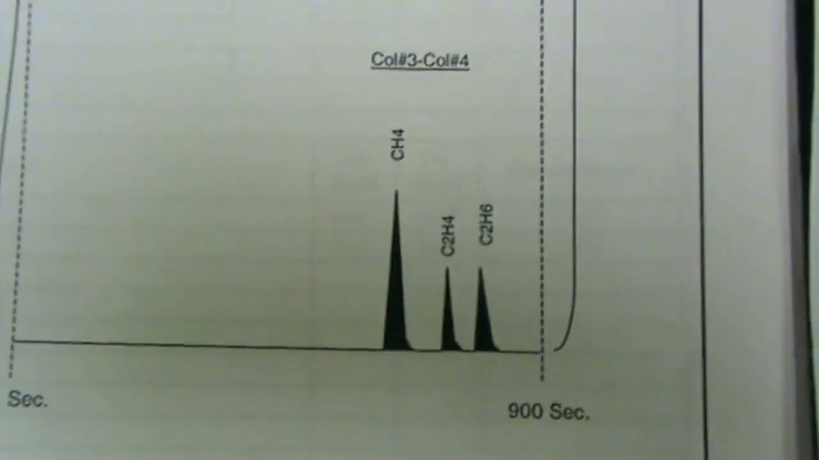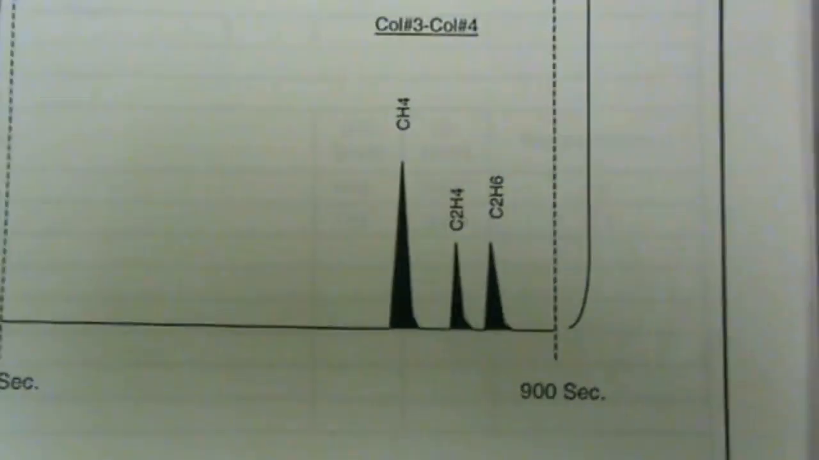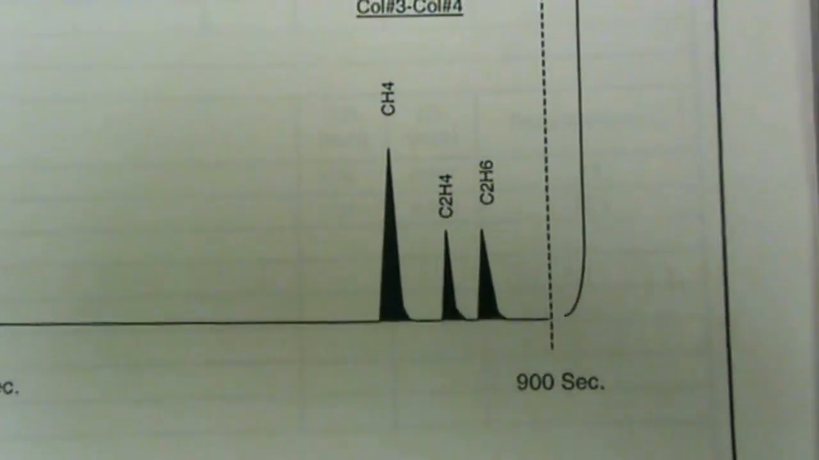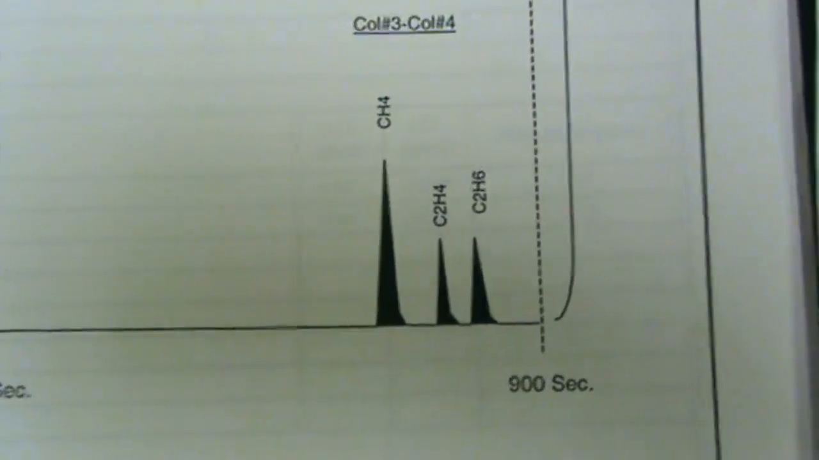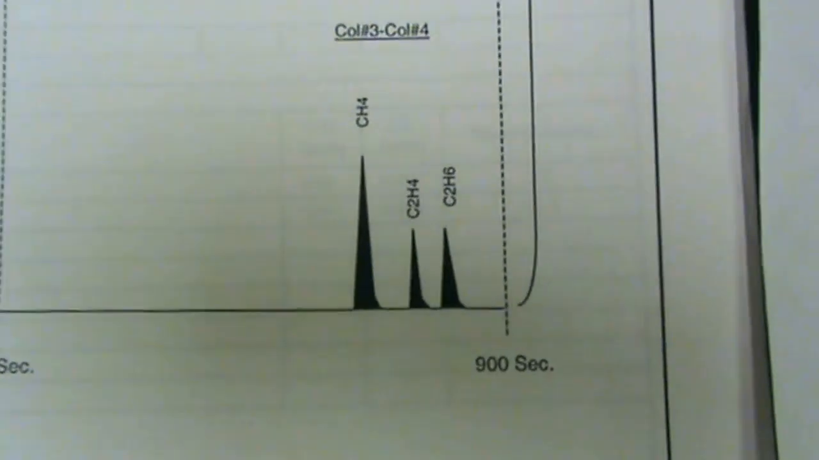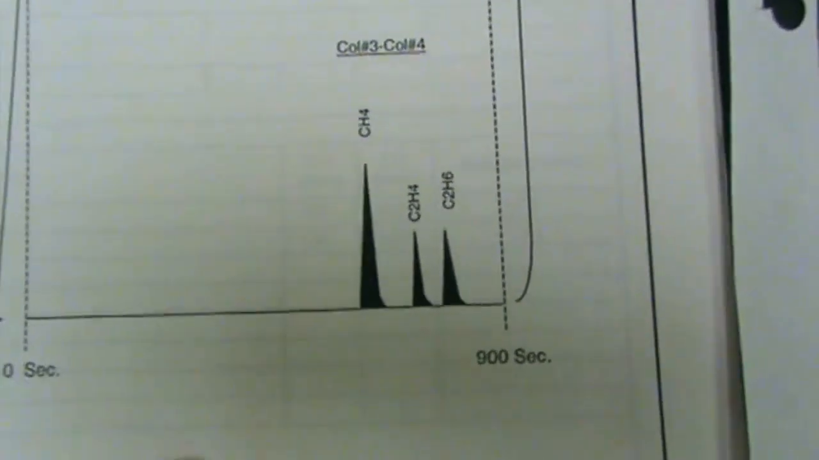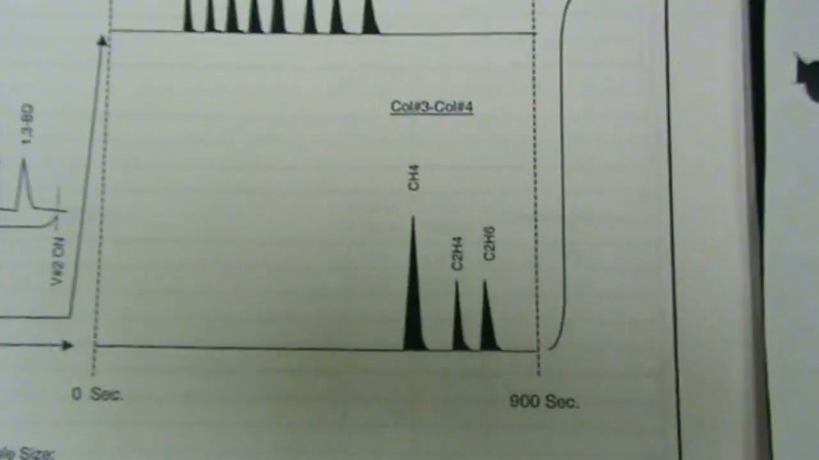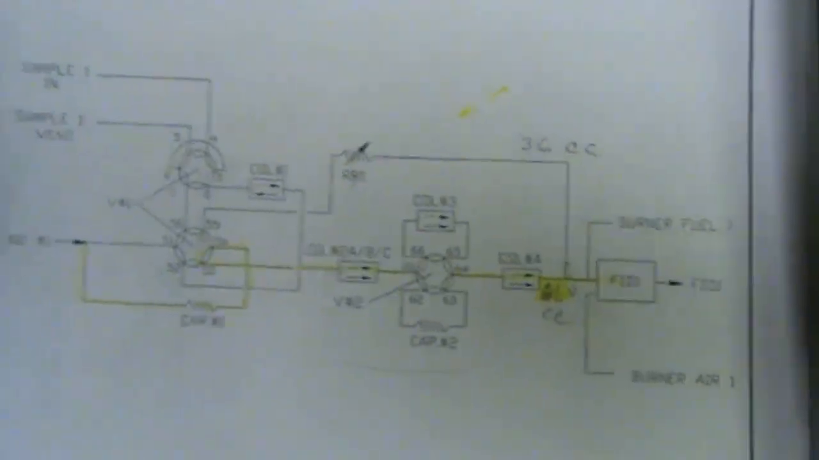And who's going to come out first? Of course, methane. Now, C2H4, C2H6. Do I need to explain the difference here? Because this is ethylene, and then that's ethane. And if you don't understand that, I'll explain it. But here we go. That is the chromatogram. That is how we're doing it.